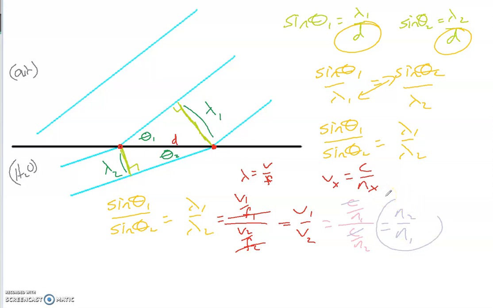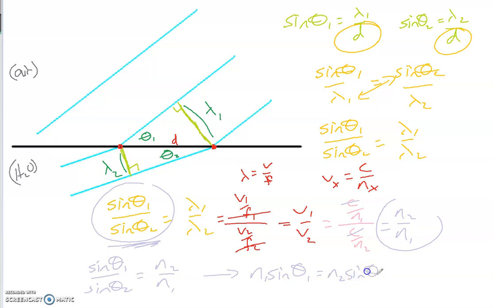That's really important because indexes are a great thing to know about a material, because if you know the index, you know how fast light is going to go and how much the wavelength changes. There's lots of things you can find. Okay, so let's put these things together. That is what I started with, and this is equal to this. So what I've got is sine theta 1 over sine theta 2 is equal to N2 over N1. Now I'm going to cross multiply them. If I cross multiply them, I end up with N1 sine theta 1 is equal to N2 sine theta 2.